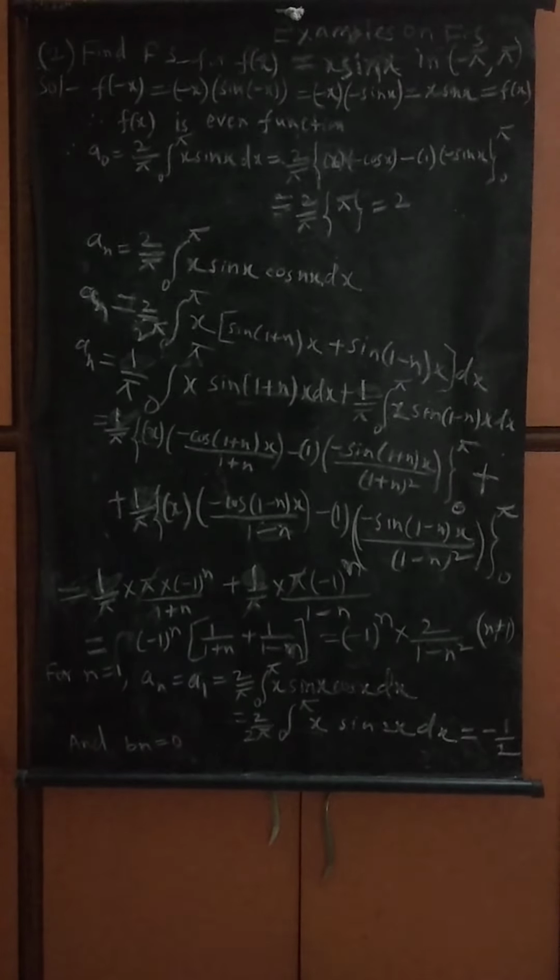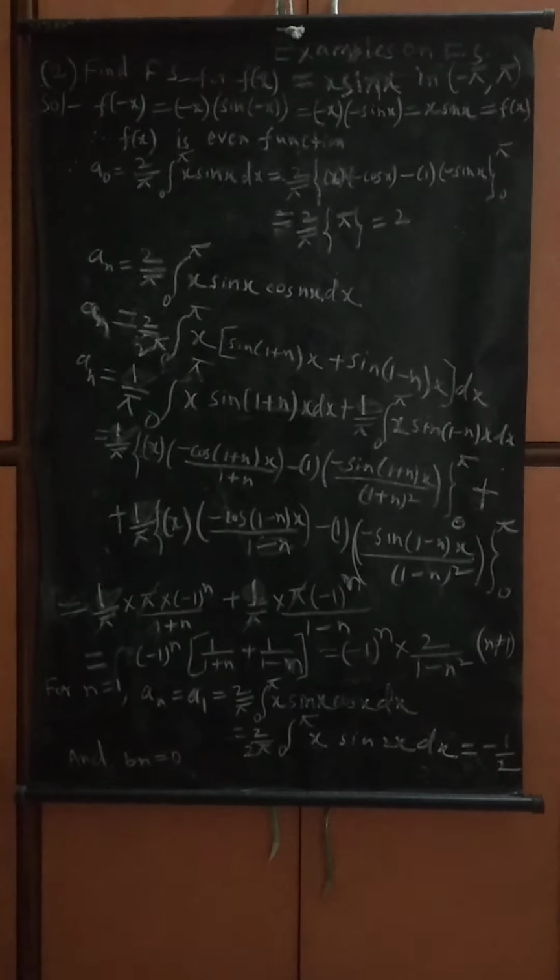But sin x cos x is sin 2x divided by 2, and therefore a1 is equal to 2 upon 2 pi integral 0 to pi x into sin 2x dx. That is equal to minus half after evaluation of the limit. Of course, bn is 0.